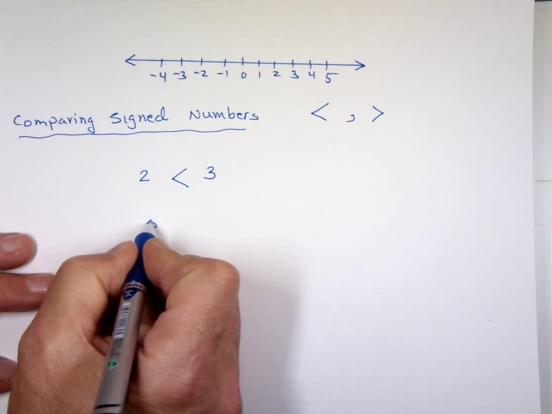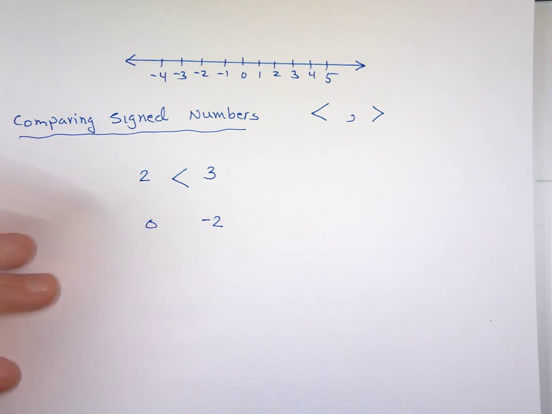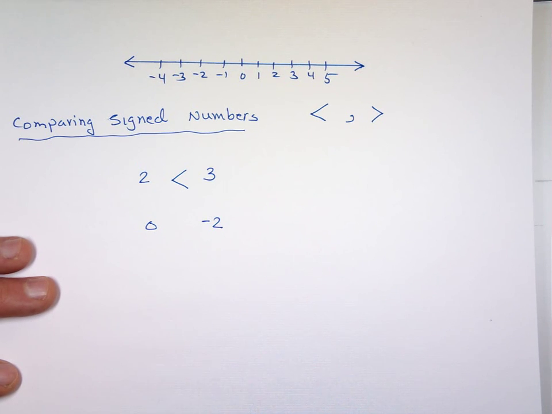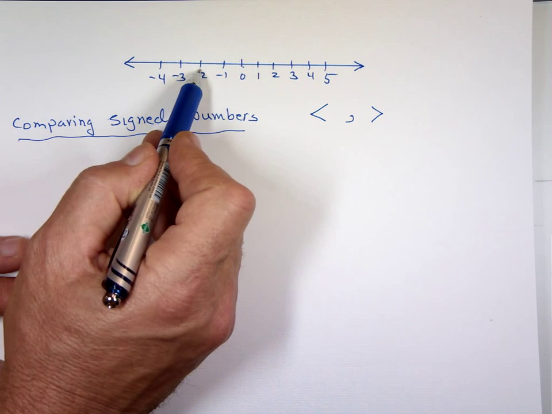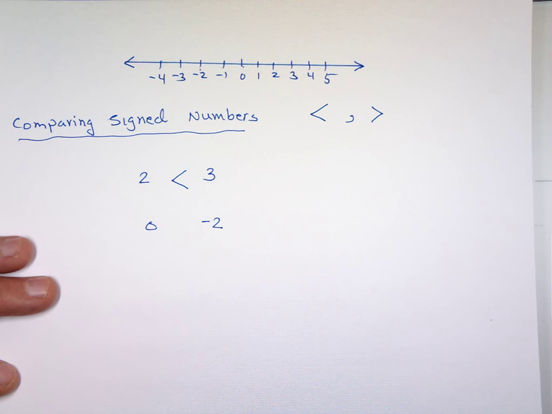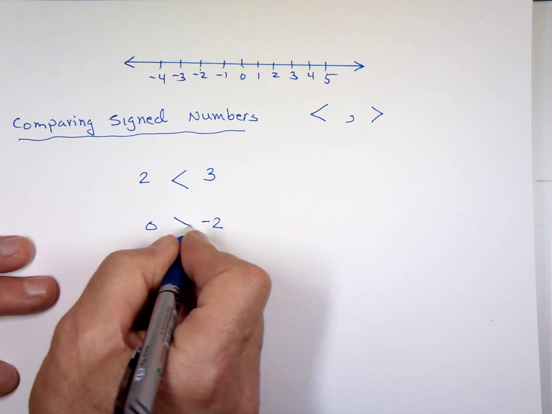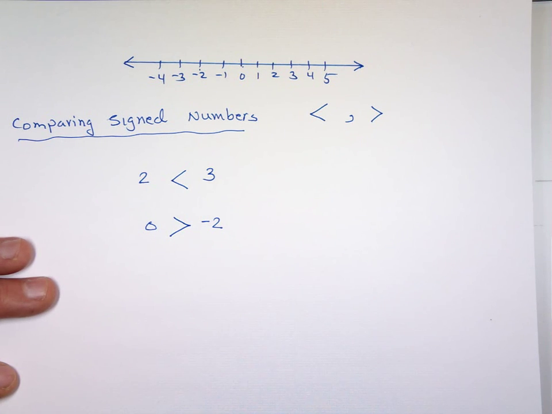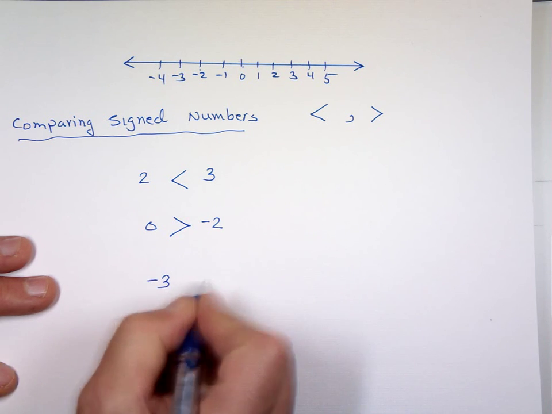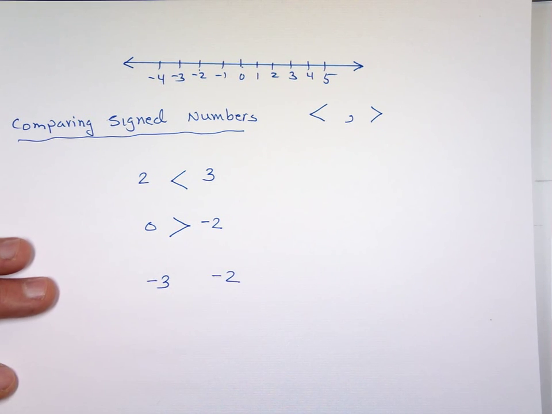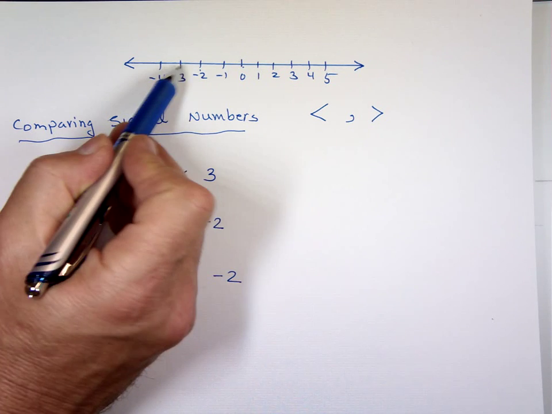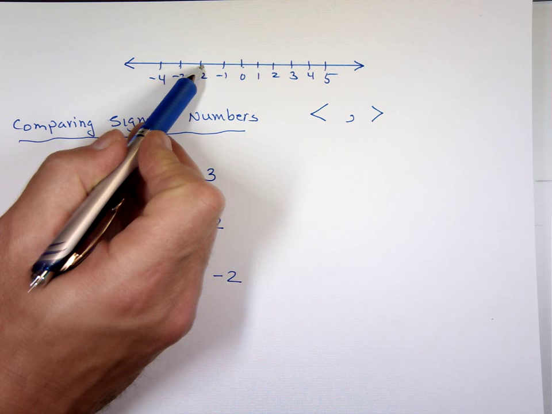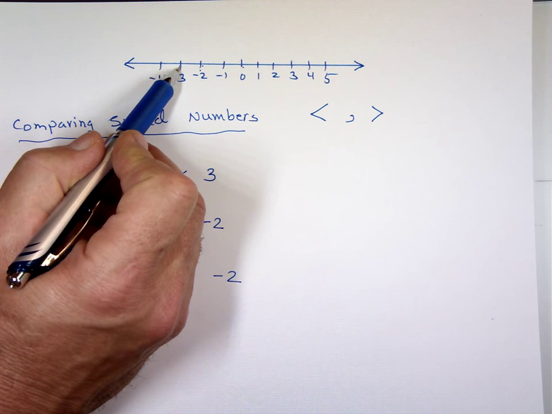0 and negative 2. 0 is what? 0 is bigger, Omar said. Why? 0 is on the right, negative 2 where? On the left. The number on the right is always bigger. A lot of people have a problem with this one. Well, 3 is bigger than 2. But negative here, negative 3 is on the left, negative 2 on the right. The number on the left is what? Smaller.